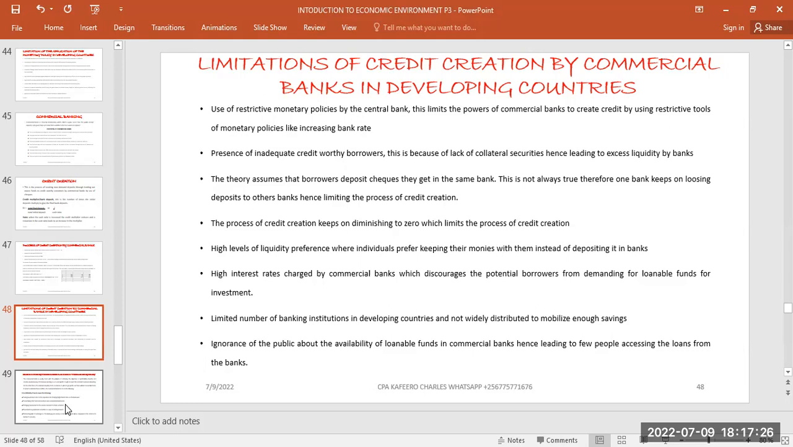Okay. The other one: the theory assumes that the borrowers deposit the checks they got in the same bank. This is what I was explaining. What if people don't deposit the same money into that same bank? Then it means the process has to stop.